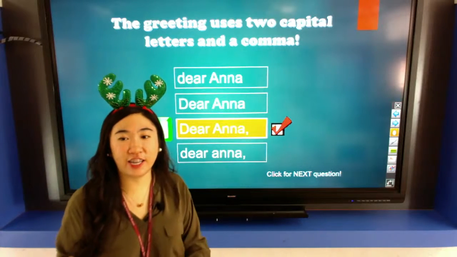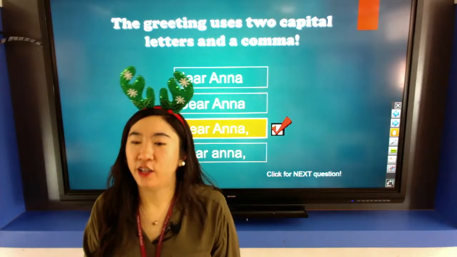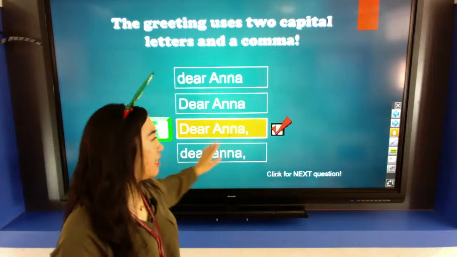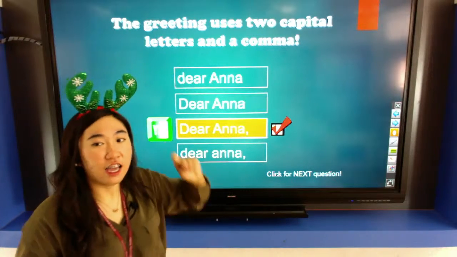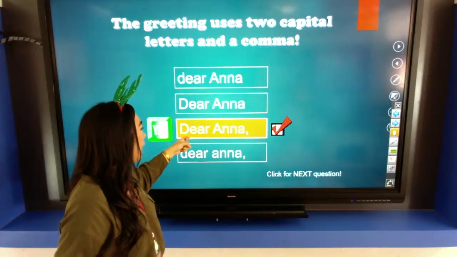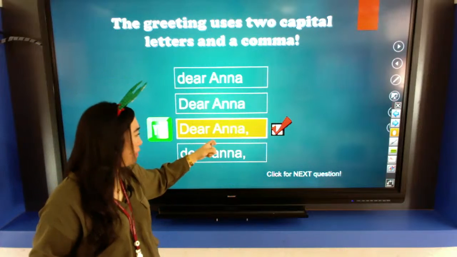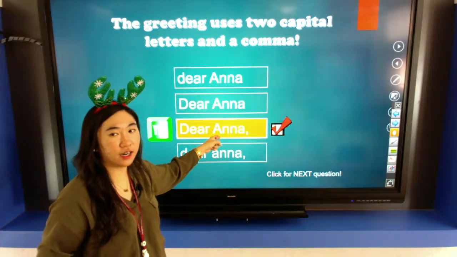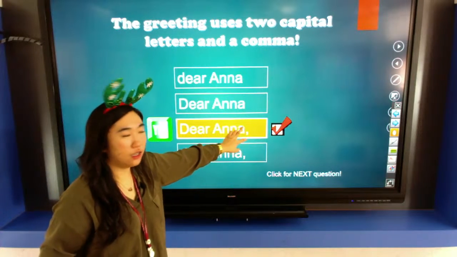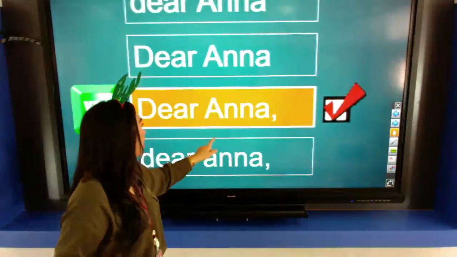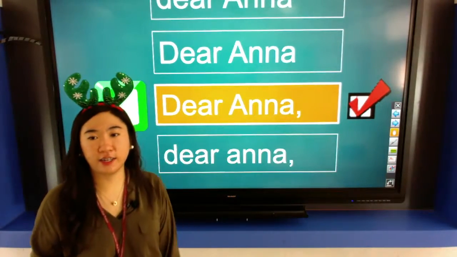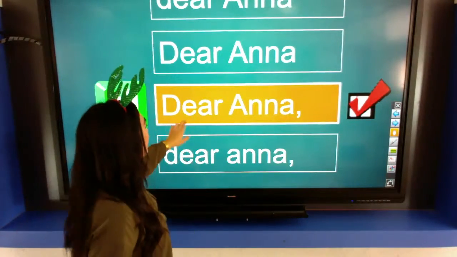Okay, so the answer is letter B? No, the answer is letter C. In a greeting, the first word should be in a capital letter and the name should be in a capital or big letter, and it ends with a comma. So this is the correct answer. The correct answer is letter C.